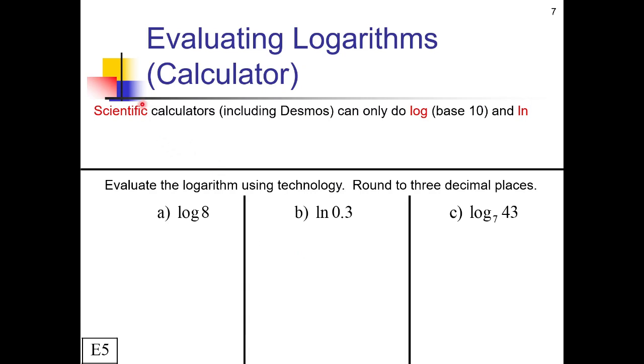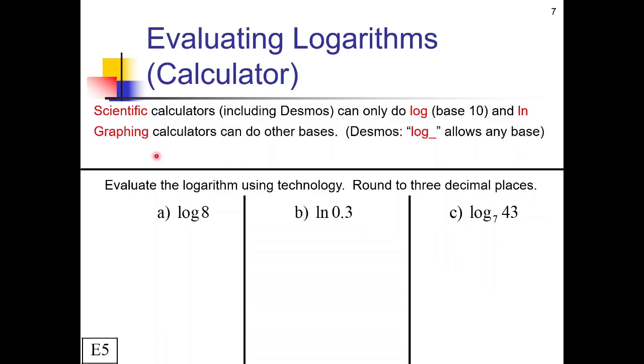Well, the good news is that scientific calculators, including Desmos, can do log, base 10, and ln. The bad news is that they can only do log, base 10, and ln, at least with direct commands and buttons. There is a little bit of a workaround, but it's not as intuitive as just if you have those two situations. Now, graphing calculators can do other bases.